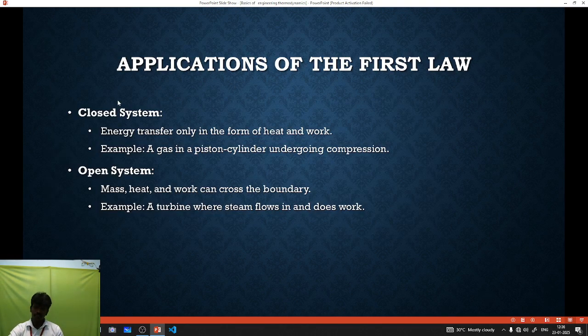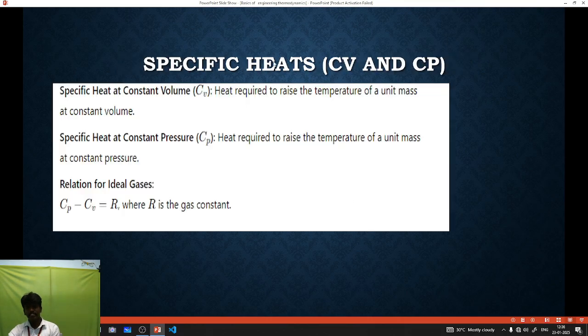Application of the first law: closed system, energy transfer only in the form of heat and work. Example: a gas in a piston cylinder undergoing a compression. Okay, understand? Then open system: mass, heat and work can cross the boundary. Example: a turbine where steam flows in and does work. The next slide: specific heat.